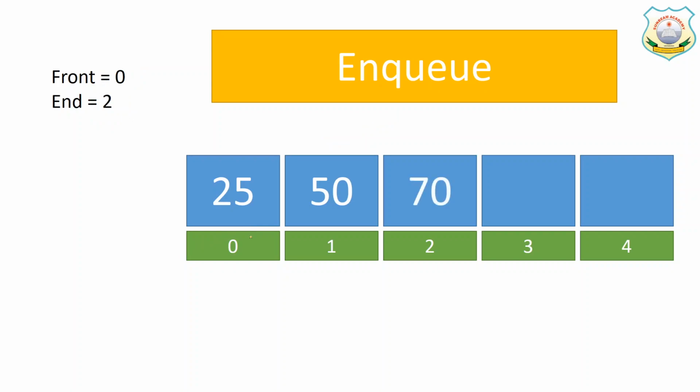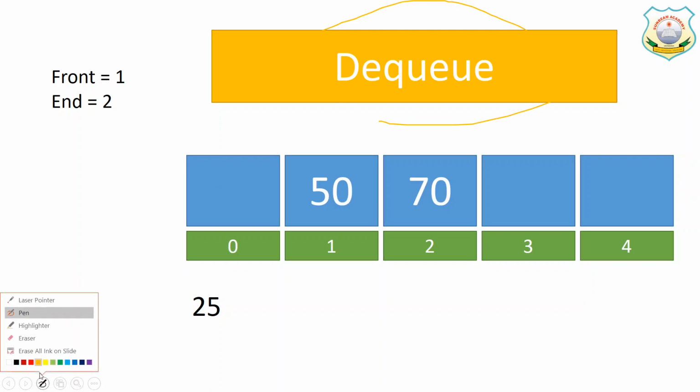So if I perform one more enqueue operation and I put one more number, that is 70, you can see that the end is always pointing to the last item in the queue, and the front will always point to the first item of the queue. Then what is happening now? Let us perform a dequeue operation. Okay, so I performed 3 enqueue operations, and now I have performed one dequeue operation. As you can see over here, this is a dequeue operation.